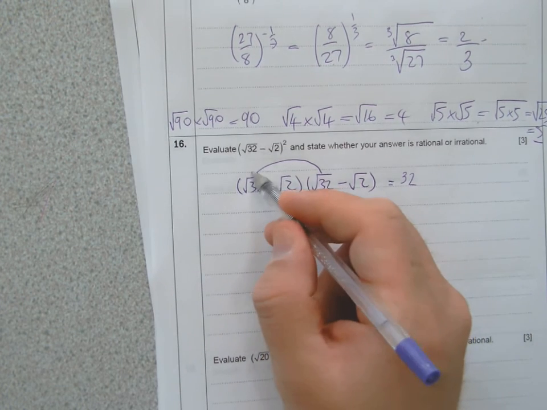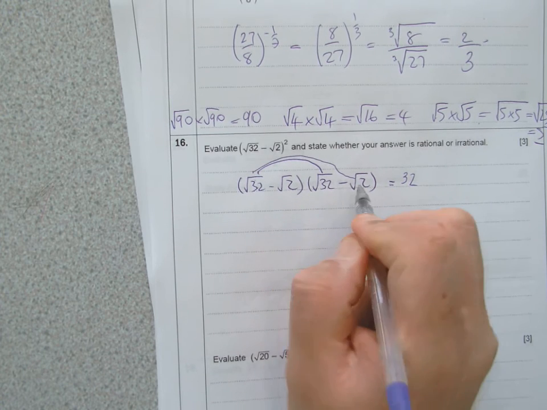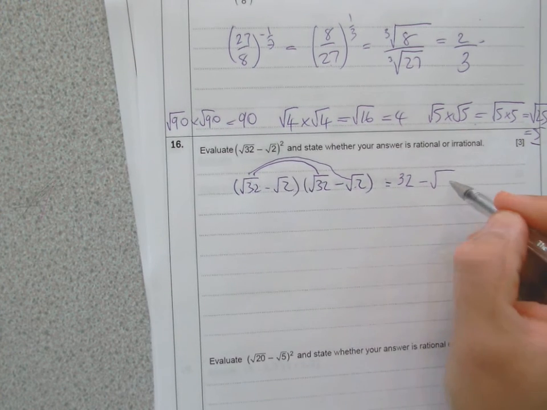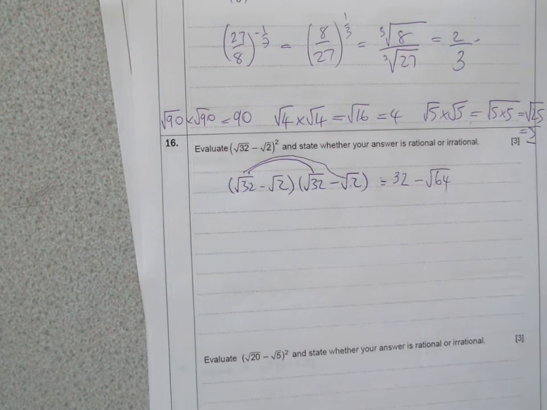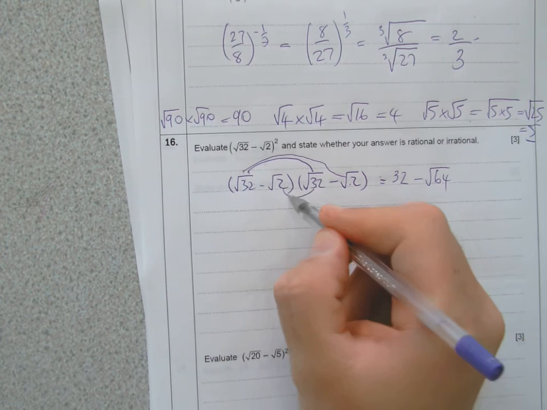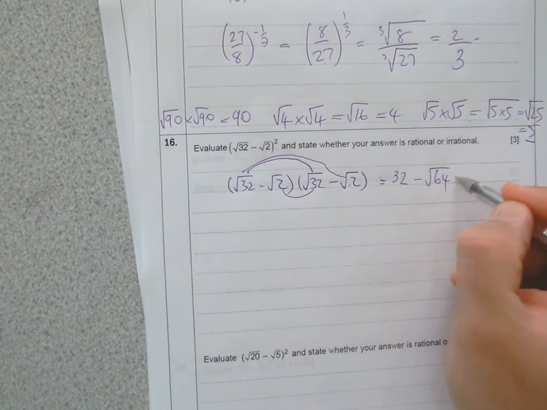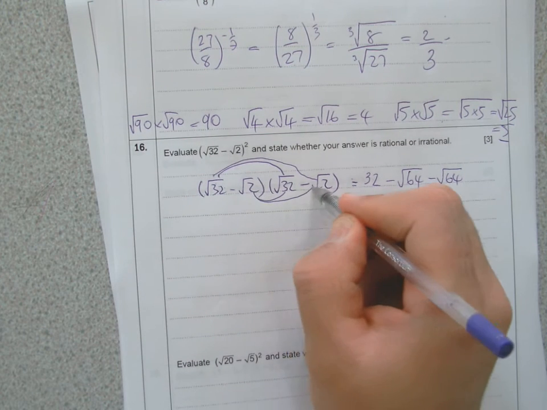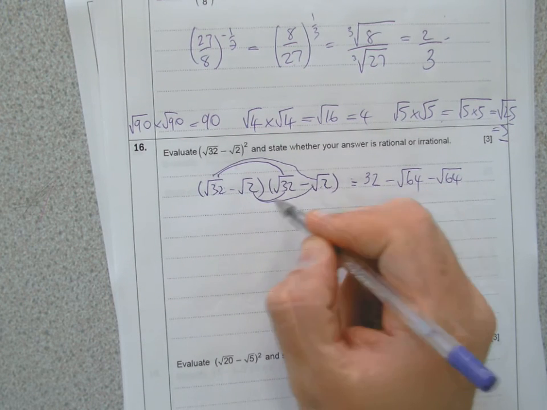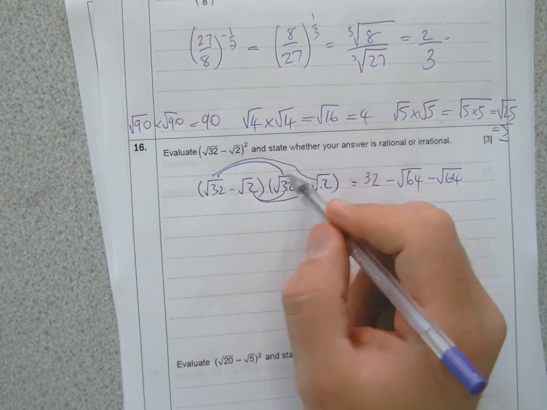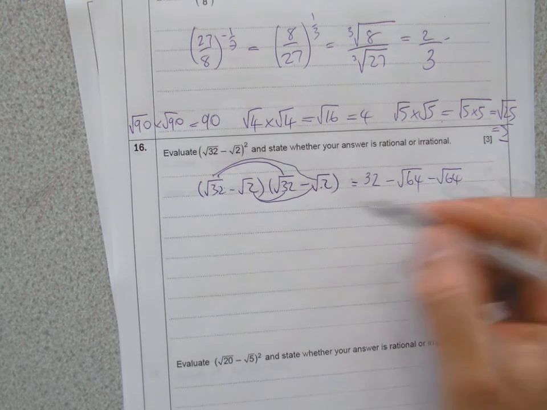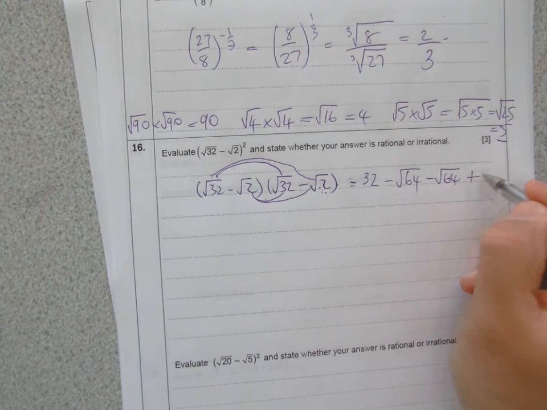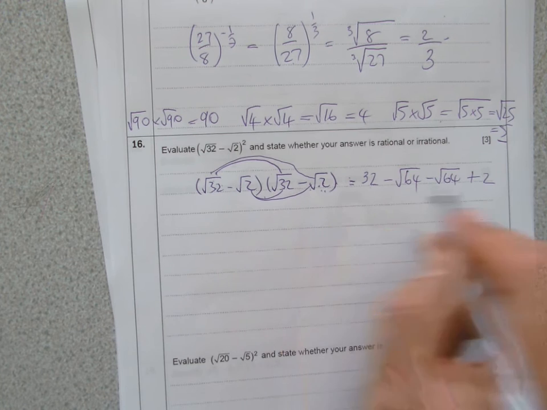Then you do outers. Root 32 times 2 is root 64, because 32 times 2 is 64. Inners then, root 2 times root 32 is root 64. And then lasts, now be careful with lasts: root 2 times root 2 is root 4, isn't it? Of course that's 2. As we discussed earlier, when you times the root by itself, it's the number. So it'll be 2. But we're going to add 2, don't forget, because minus times a minus is a plus.